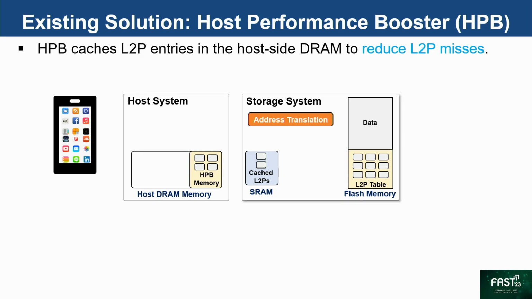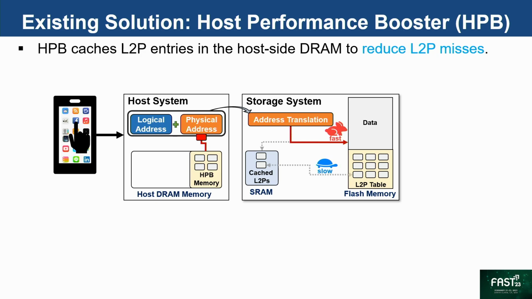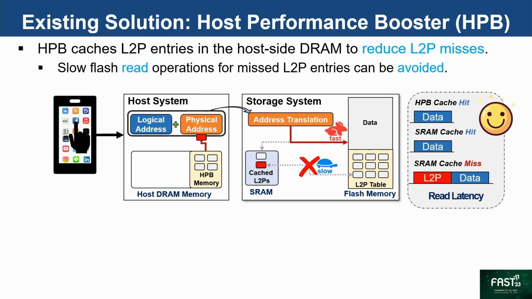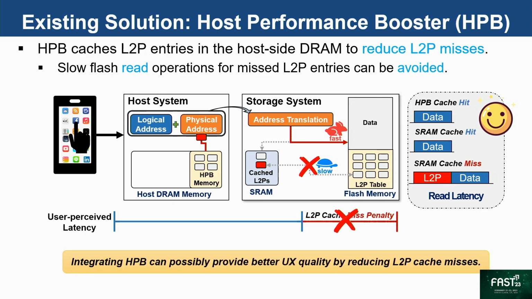So here is an example of how HPB works. When the host system issues a read request, and if the corresponding L2P entry is cached in the HPB allocated memory, the host system can issue a read request not just with its logical address, but also with its physical address. Then the storage can directly access a delivered physical address, avoiding an expensive flash read operation. Therefore, read latency with an HPB hit is almost the same as the SRAM hit on the device side. So integrating HPB into the system can possibly provide better UX quality by reducing the L2P cache miss penalty in the user-perceived latency.